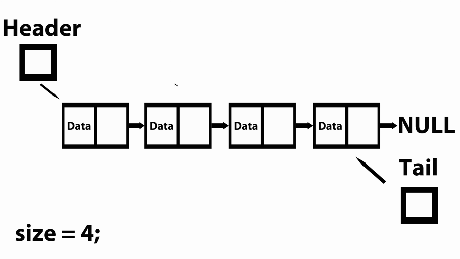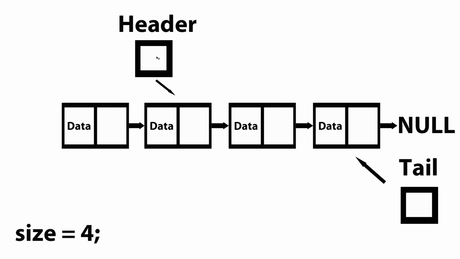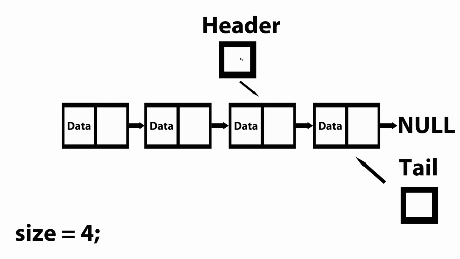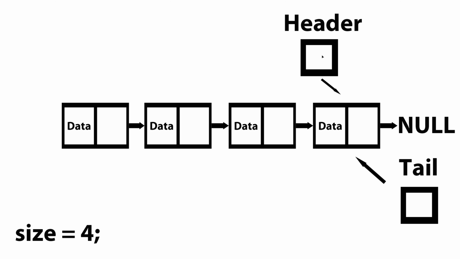But how do I go from the first node to the second node? Well, each node has two properties. It has the data, and then it has a pointer to the next node in line. So I could take advantage of that. What I could do is print out the data in the first node, and then say header equals header arrow next to advance to the second node. So print out the data, advance to the second node. Print out the data, advance to the third node. Print out the data, advance to the fourth node.